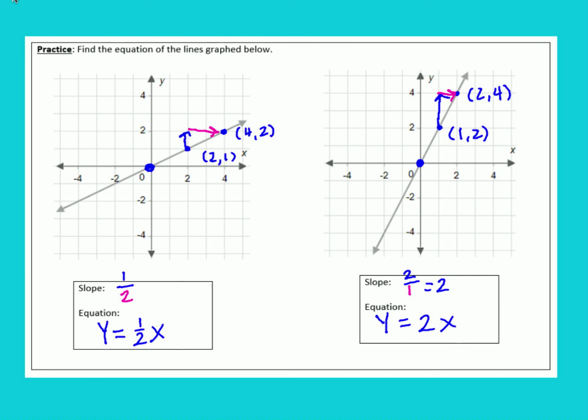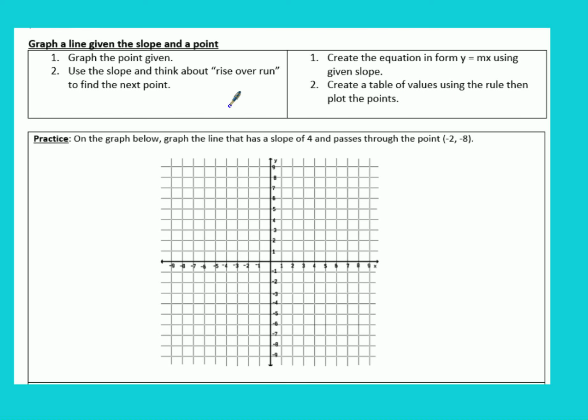Moving on to the next example. If you're given the slope and a point for a line and you have to figure out the equation, there's going to be 2 different ways you can do this.